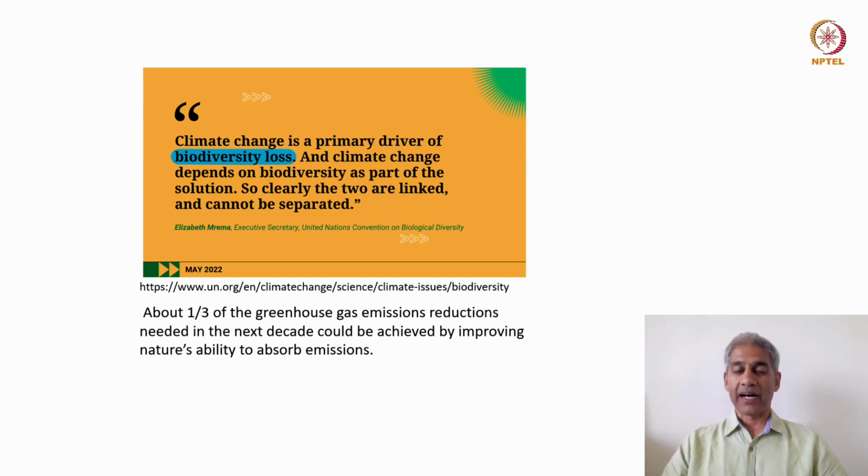And how are they linked? It's by the fact that about 1/3 of greenhouse gas emission reductions which are needed can be achieved by improving nature's ability to absorb emissions, because ecosystems are natural sinks for carbon. So we have to make sure that we keep natural landscapes and areas intact and not allow diversions for agriculture, for logging, for infrastructure projects, or for urbanization. Only then can we preserve biodiversity and in fact fight climate change.